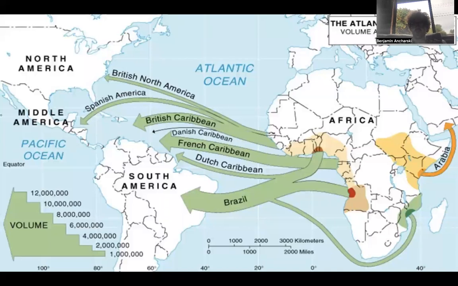This is just a map to visualize this mass movement of people. A majority are going to go to South America and the Caribbean from West Africa. Relatively small amount to North America. We'll talk about that a bit more in our next chapter.